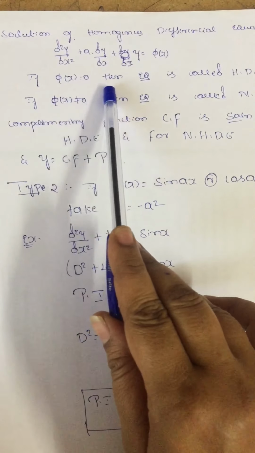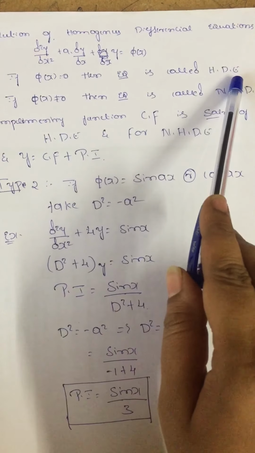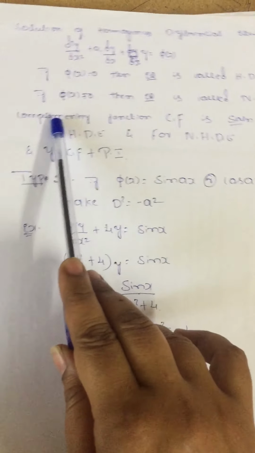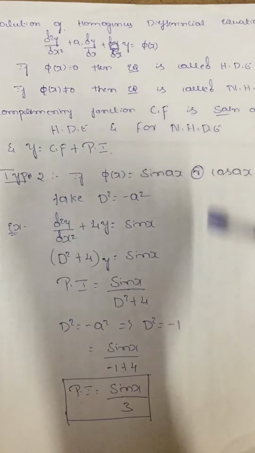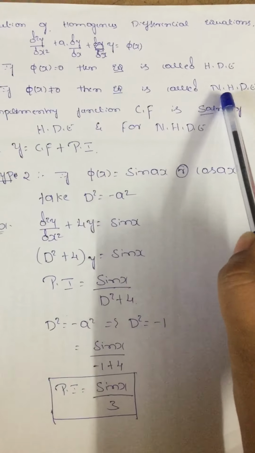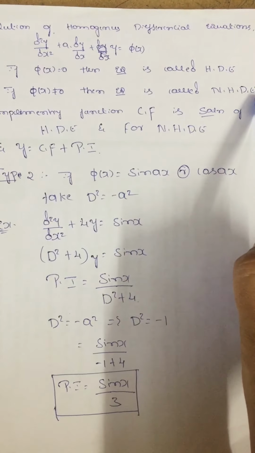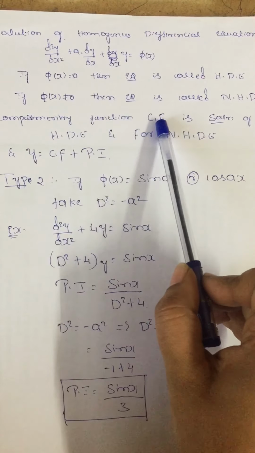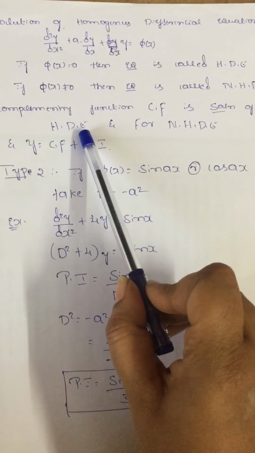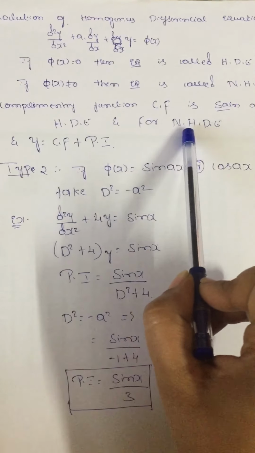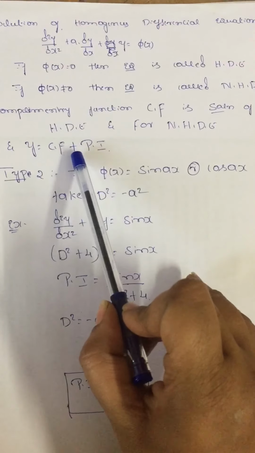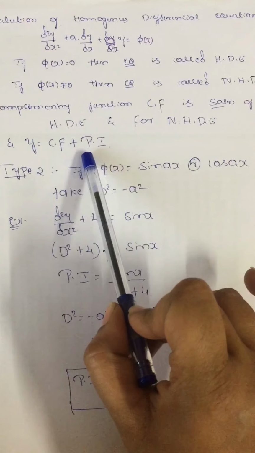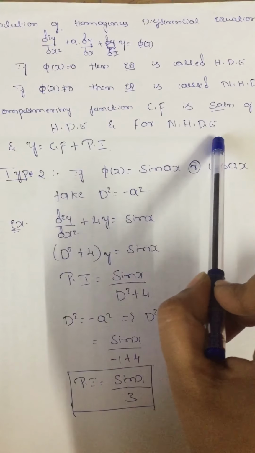If phi of x is equal to 0, then that equation is called a homogeneous differential equation, that is HDE. And if phi of x is not equal to 0, then that equation is called a non-homogeneous differential equation. We know the complementary function is the solution of the homogeneous differential equation, and for the non-homogeneous differential equation, the sum of the complementary function and the particular integral is the solution.